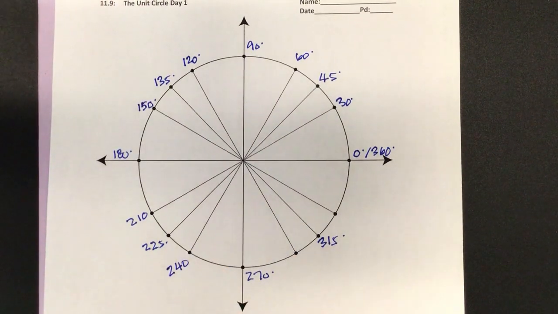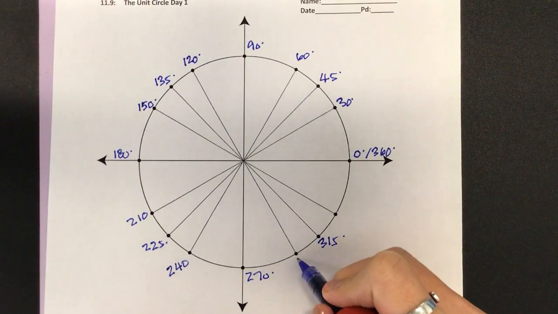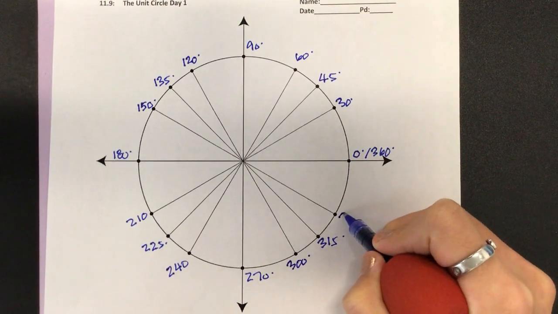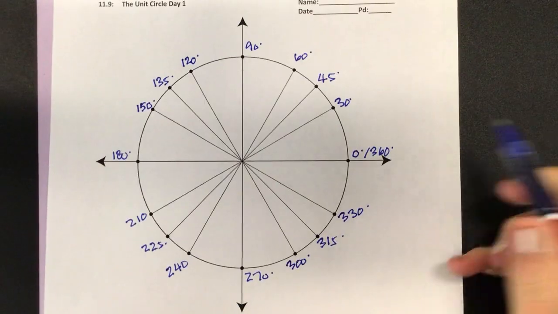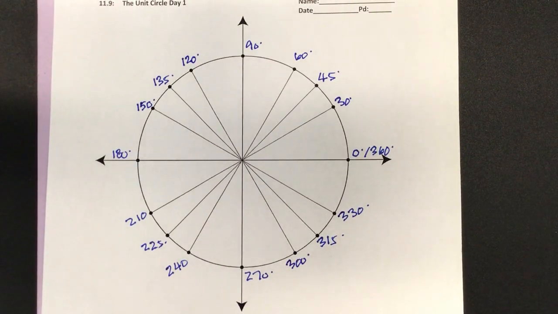Very good. Now self-check. Do I really get to 270 when I add 30? The answer must be yes. Now let's add 30 again. It's going to give us what? 300. 30 again? 330. A good self-check: when I add 30, do I get to 360? Yep. Everyone good with that? You have to know how to do that on the test.